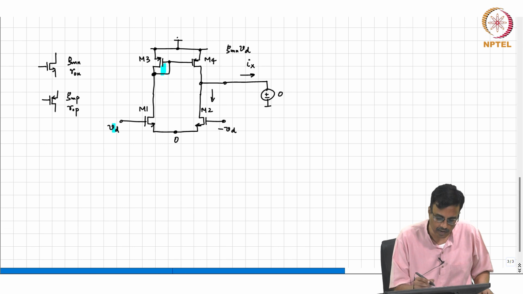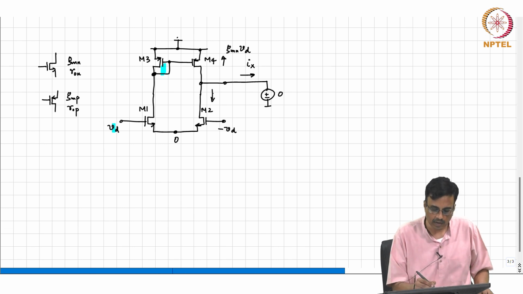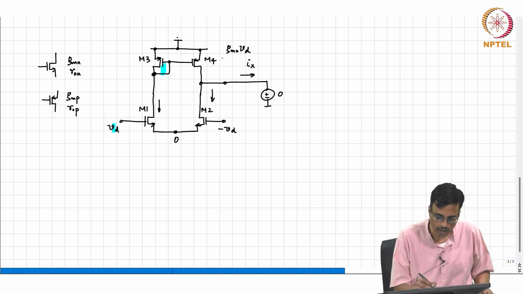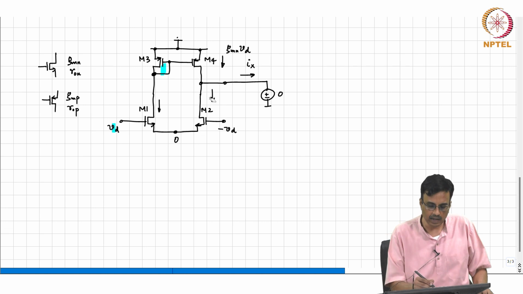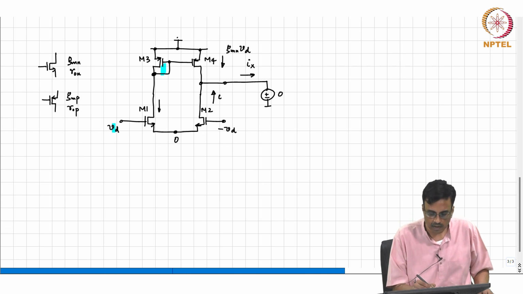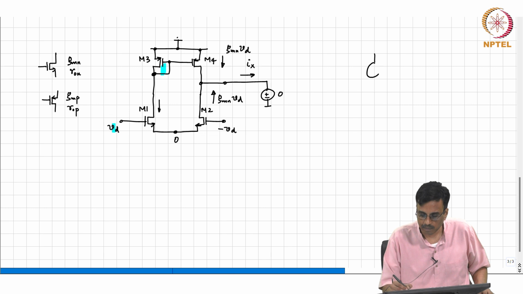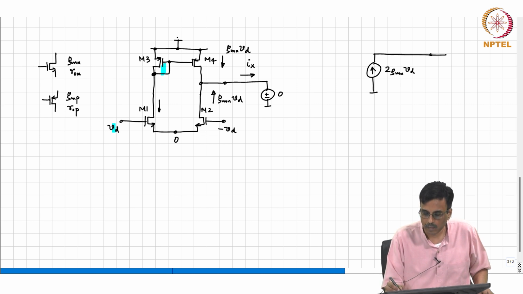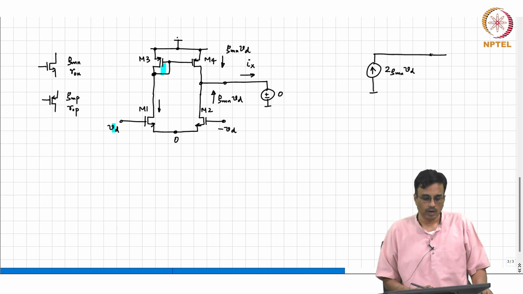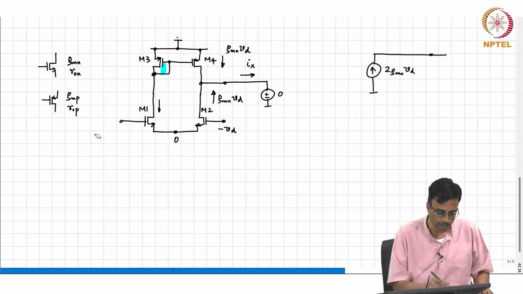Sorry, this current is in the opposite direction. This current is, oh sorry, that is correct. So, GMN VD, this is in the opposite direction, this is GMN times VD. So, Ix as before is 2 GMN times VD.